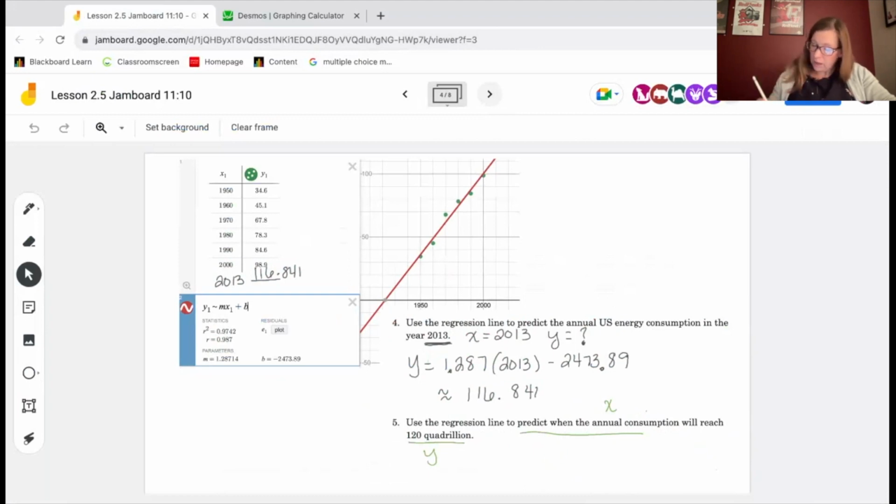So I know my y value is 120. I now need to solve for x, which I know all of you can do.